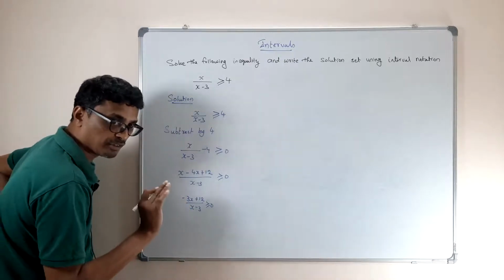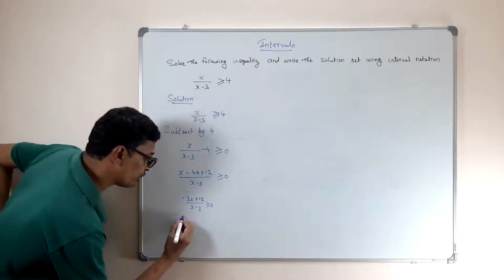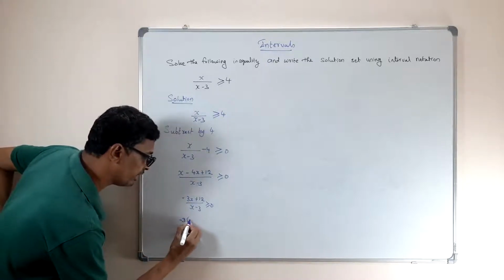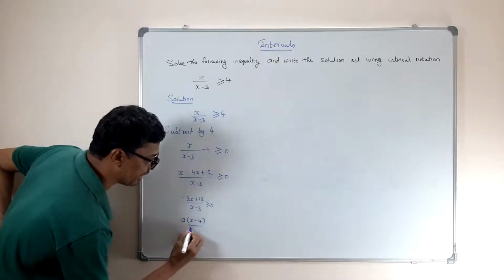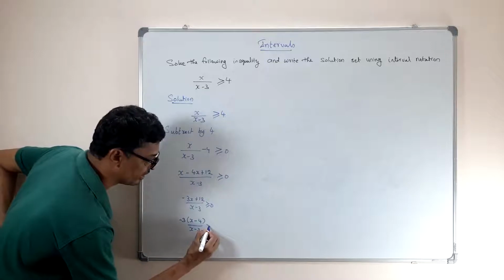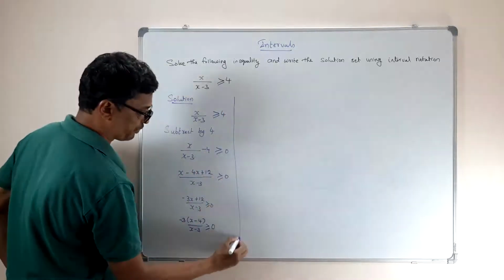Don't make it any other factor. So to make it 1, I have to take minus 3 outside common. So then this is what happened: minus 3 times x minus 4 divided by x minus 3 greater than or equal to 0. Correct? So now let us see.